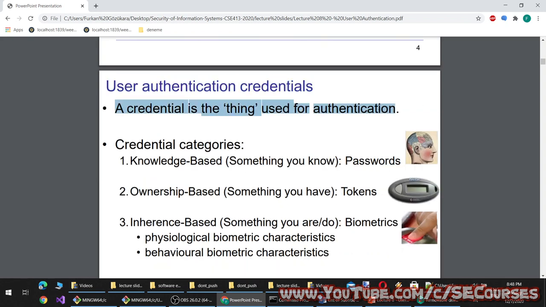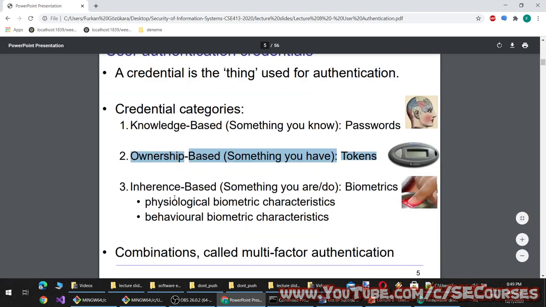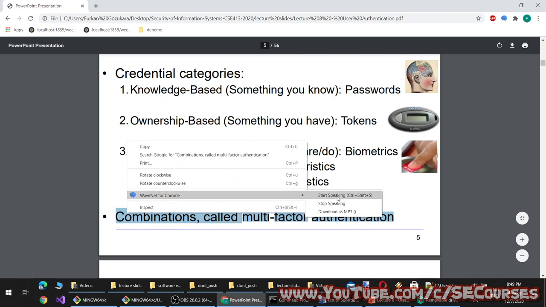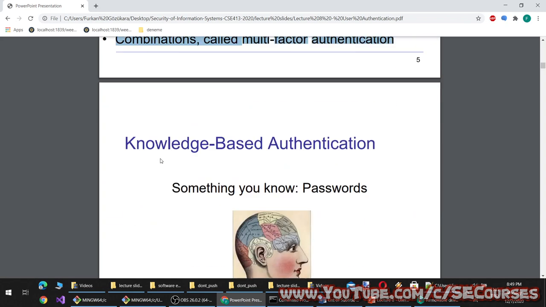User authentication credentials. A credential is the thing used for authentication. Credential categories. Knowledge-based, something you know, passwords. Ownership-based, something you have, tokens. Inheritance-based, something you are or do, biometrics. Physiological biometric characteristics. Behavioral biometric characteristics. Combinations are called multi-factor authentication. If you combine multiple of these credential categories, it is called multi-factor authentication.